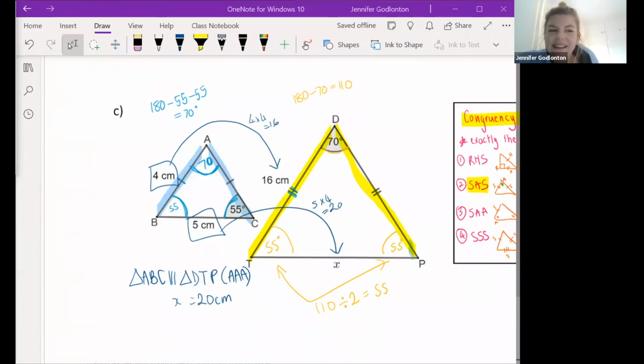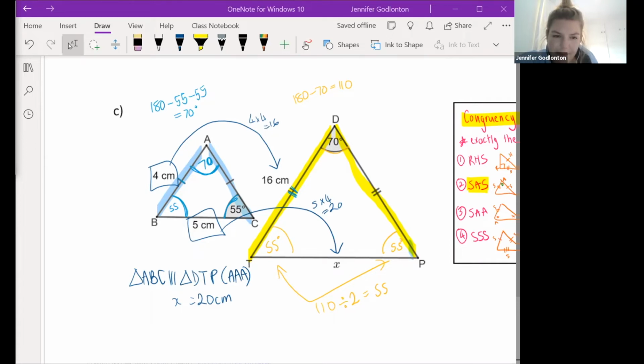Is it a question? Okay? How did you get... So in angle... So we used angle. So right here we said that angle A is 70, that angle B is 55.